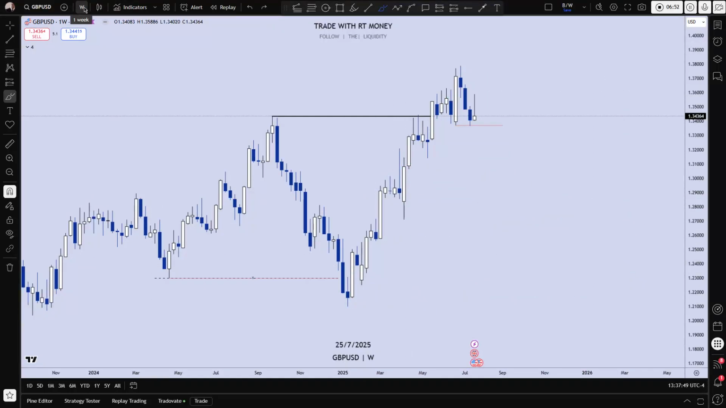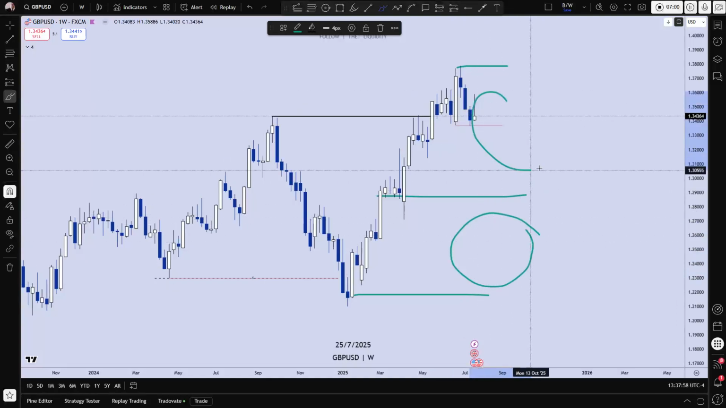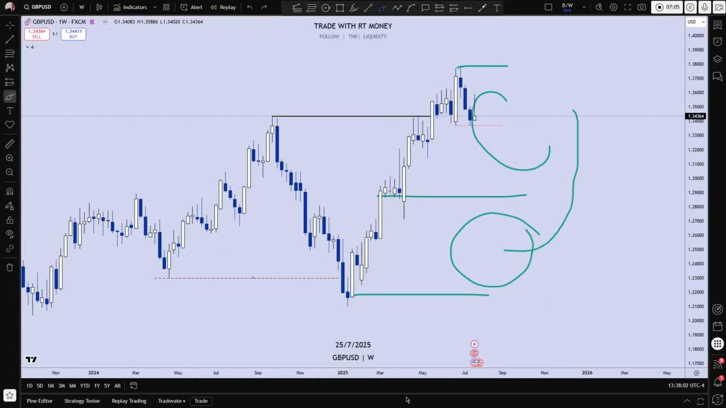The discount range of this trading range. This is discount. This is premium. We want to take our longs from discount. We want to take our shorts from premium.